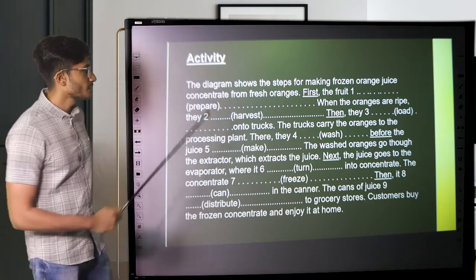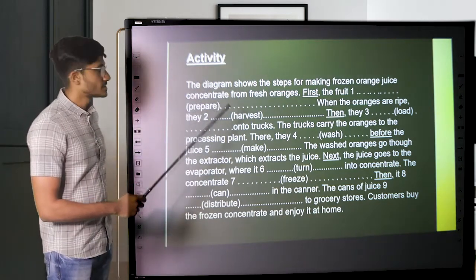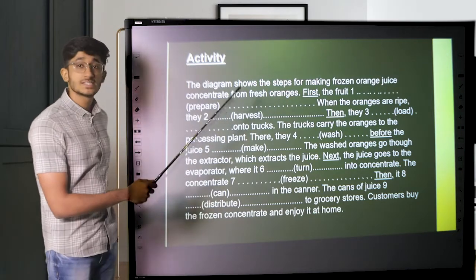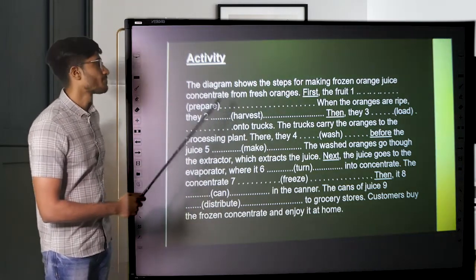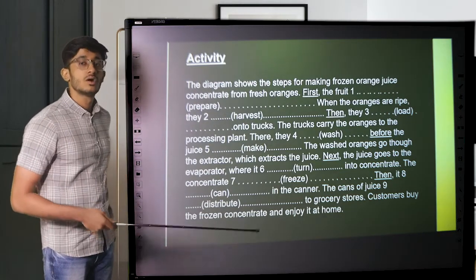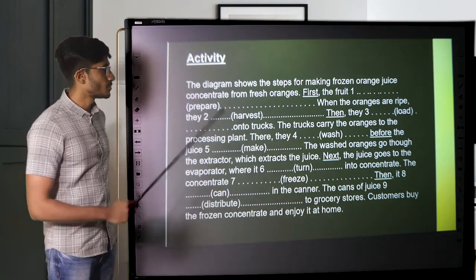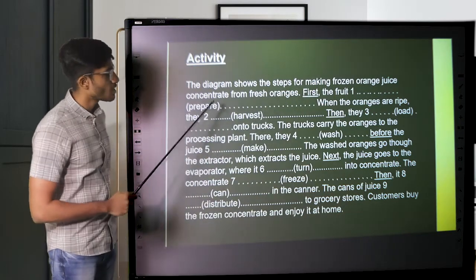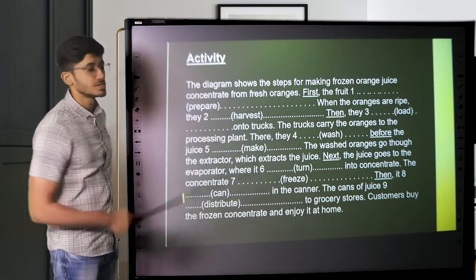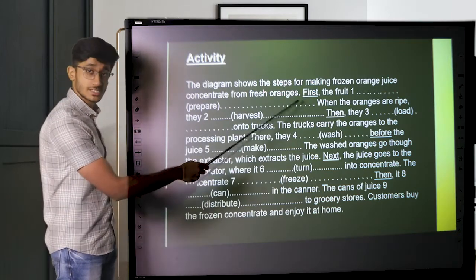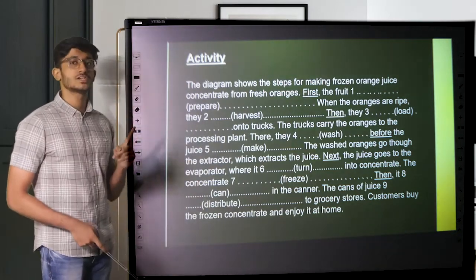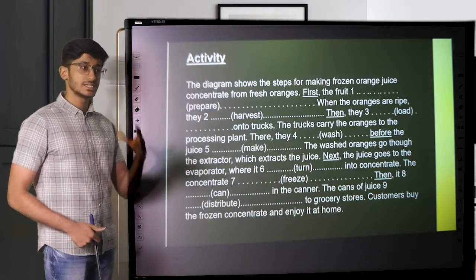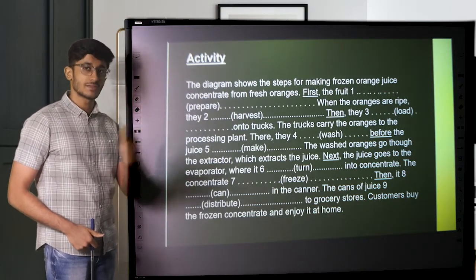For example, this is the topic sentence. The diagram shows the steps for making, oh no, sorry, this is the general statement. So the general statement tells you what the diagram is going to talk about. The diagram shows the steps for making frozen orange juice concentrate from fresh oranges. First. So what does first mean? The first step. This is basically going to tell the examiner which comes after what.